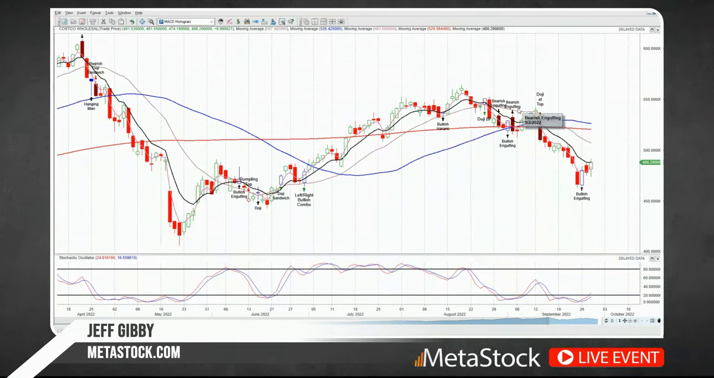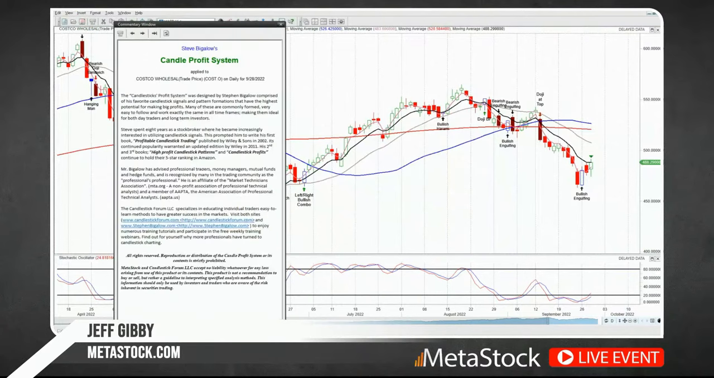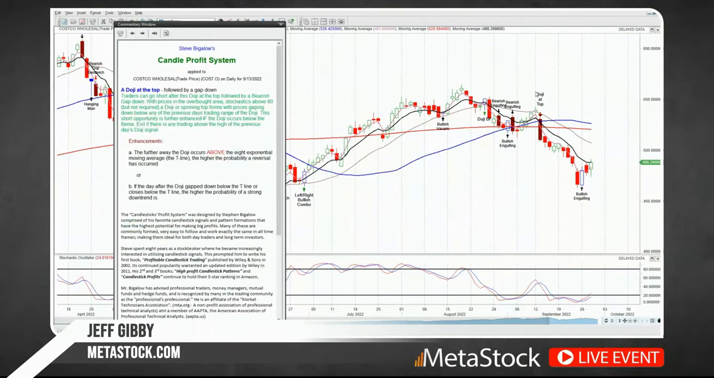The other thing I really like about it is the way we've integrated a commentary. I'll show that to you real quick as well. If I go to view expert commentary right here, I can go back to this doji at the top pattern. And right here it says exactly what this pattern is. It's a doji followed by a gap down.